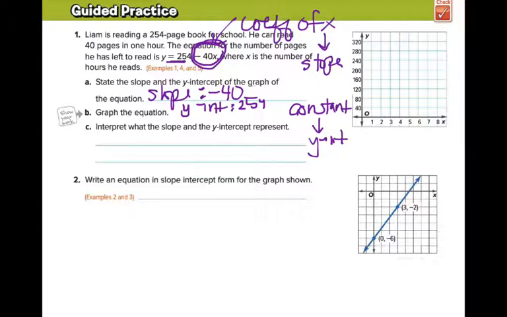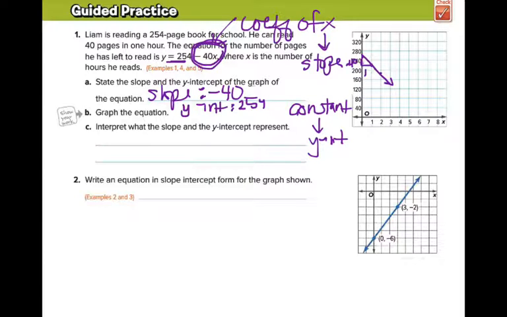Okay, graph the equation. So we're going to start at 254 pages, so just do your best with this. Let's say right about here. Oops, that's not 254. So 254 might be somewhere here. Let me zoom in. Okay, so let's say 254 is right about there. And I'm going to read 40 pages per hour. So I'm going to go down 40 over 1 hour, down 40 over 1, down 40 over 1. So it's going to be about like this. You'll try to be a little more precise than I was. It's a little bit difficult to draw on this. But that's the gist of what your line will look like.